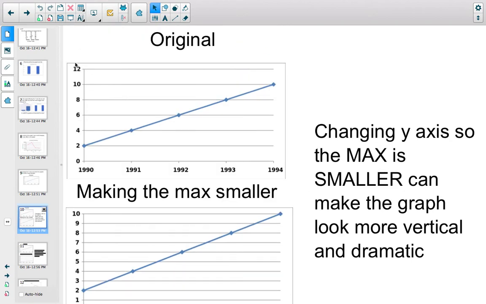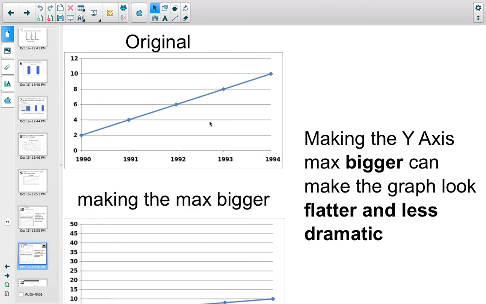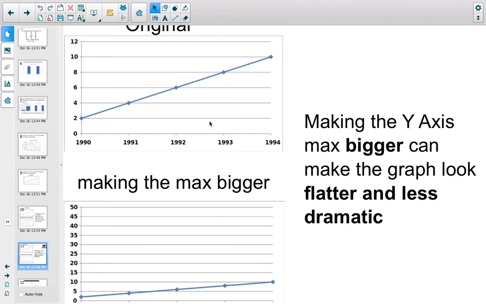We went from 12 to 10, right? And it looks just a little bit more vertical. It looks a little bit more dramatic, right? I could shrink this down to 5 and it would look a little bit more vertical. It would look a little bit more dramatic, right? Making the max bigger can make the line look more flat. It can look less dramatic.